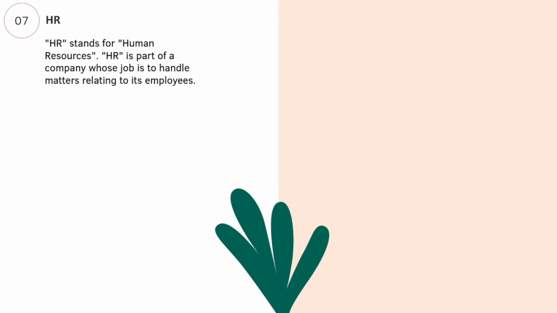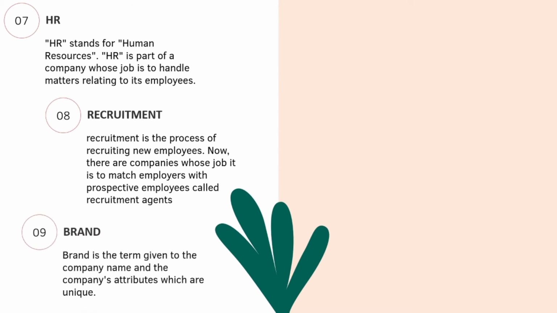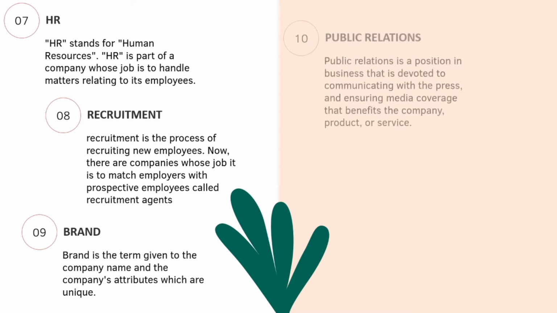HR stands for human resources. HR is part of a company whose job is to handle matters relating to its employees. Recruitment. Recruitment is the process of recruiting new employees. Now, there are companies whose job it is to match employers with prospective employees, called recruitment agents. Brand. Brand is the term given to the company name and the company attributes which are unique.